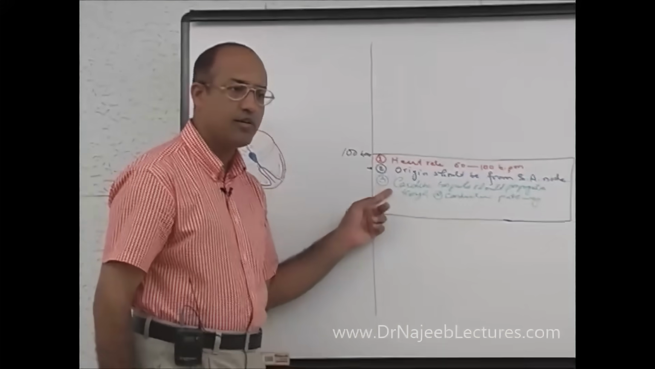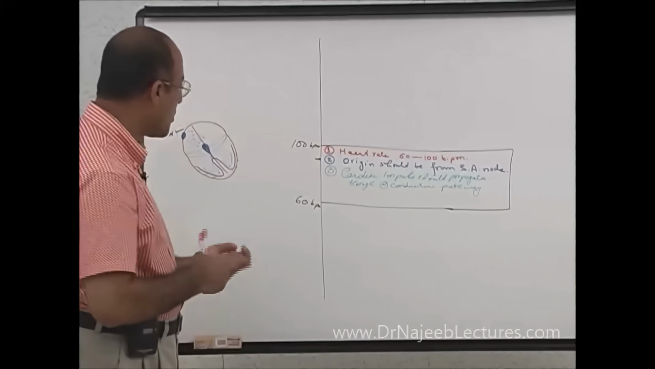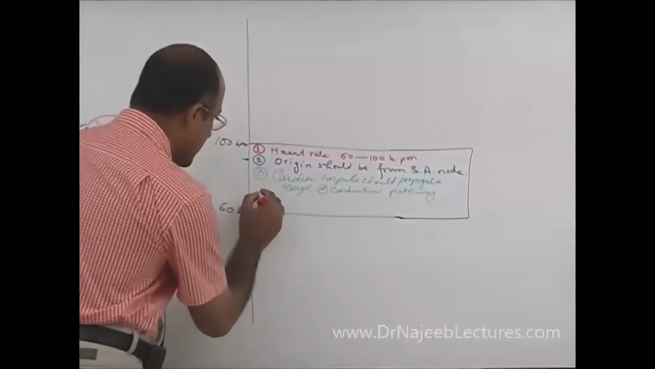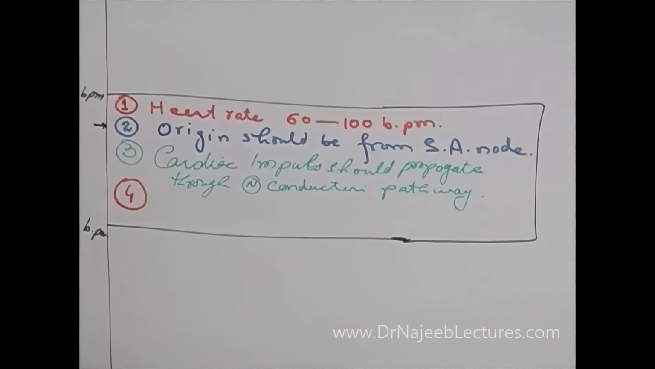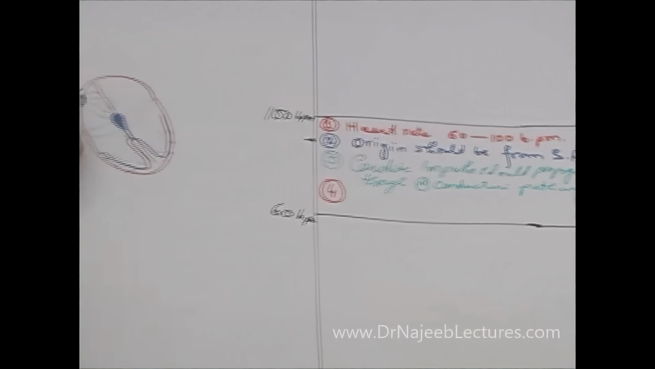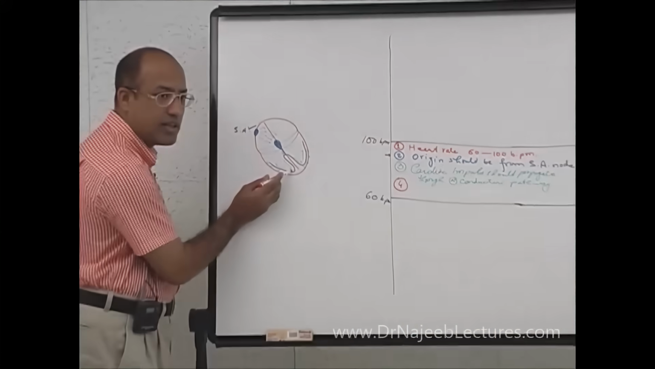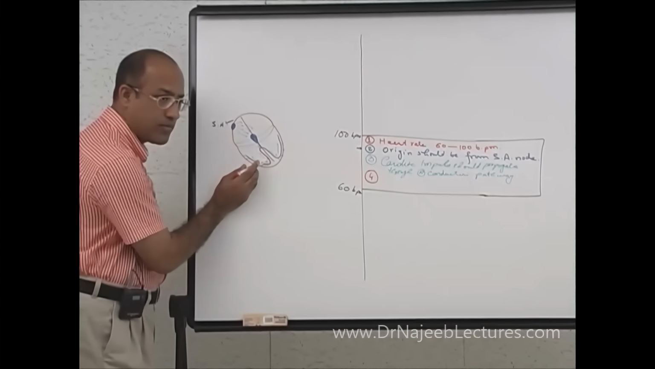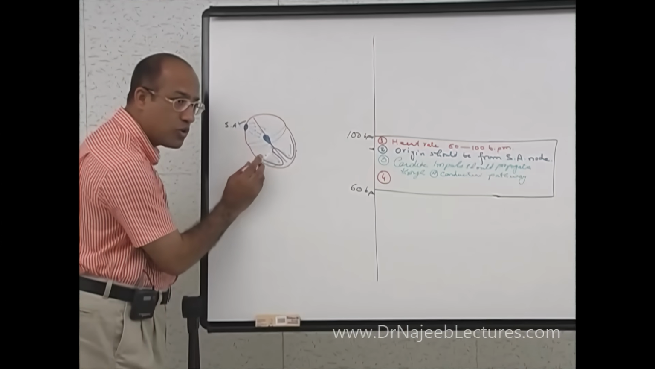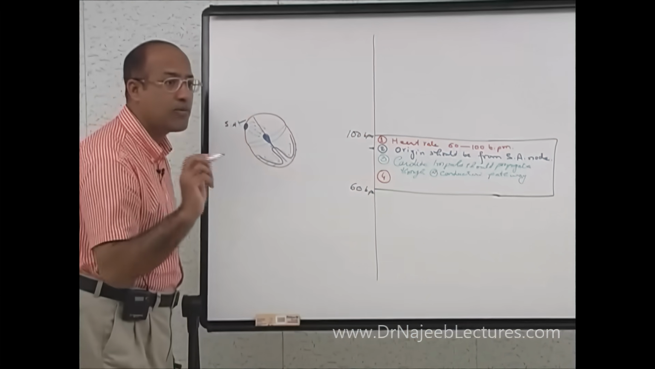And one more criteria is that while the cardiac impulse should pass through the normal pathway, it should also pass through the normal pathway with normal velocities.